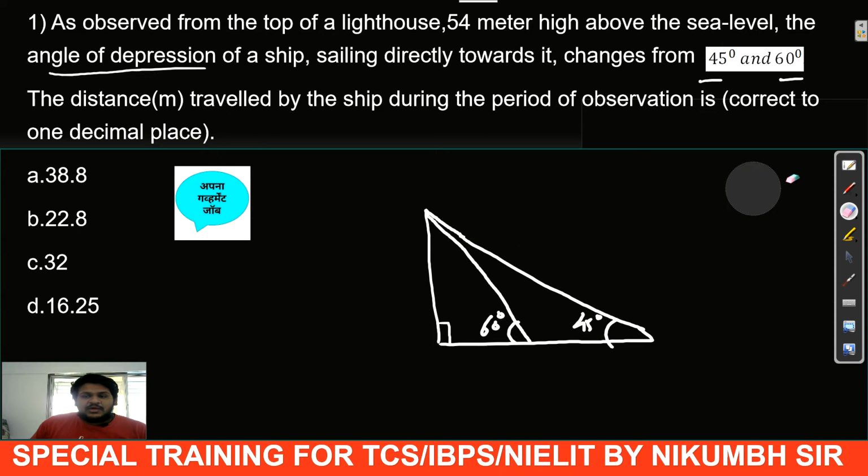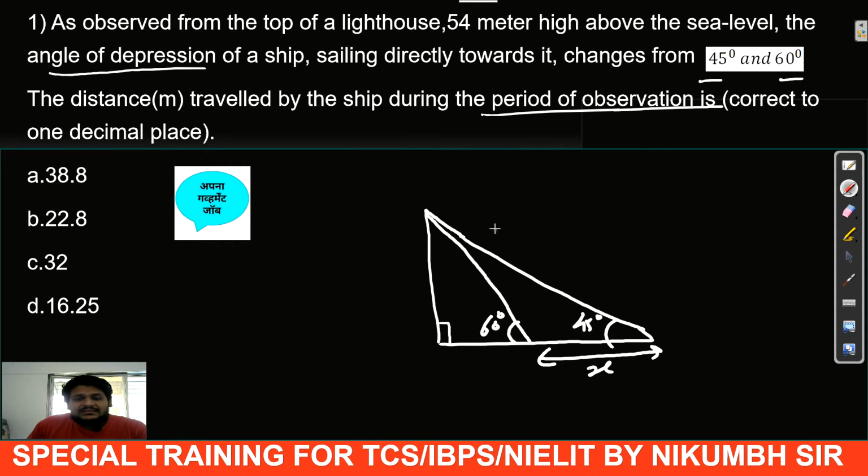Now we will see how to solve this question. We have to find the distance traveled by the ship during the period of observation, meaning this distance, which I will mark as x. If you look, there are two triangles. One is this small triangle of 60 degree, and one is this big triangle of 45 degree. I will solve this triangle. This is my perpendicular, this whole is my base, this is my hypotenuse, a basic right angle triangle concept.